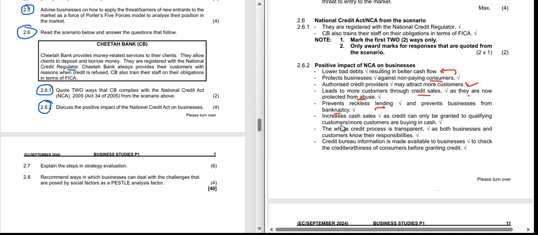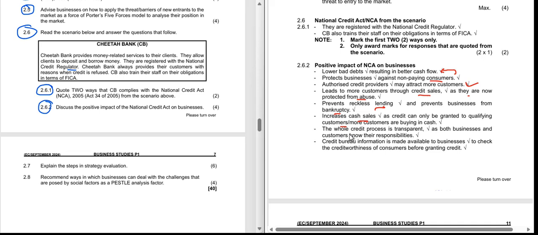It also increases cash sales, as credit can only be granted to qualifying customers, so other customers are buying in cash. So that's another thing. If there are strict rules about giving people money that qualify, it means those people who don't qualify, they won't go for credit because they're not going to be given a credit. They will be forced to buy with cash. So you're going to have an increase in cash sales if there are strict rules like this.